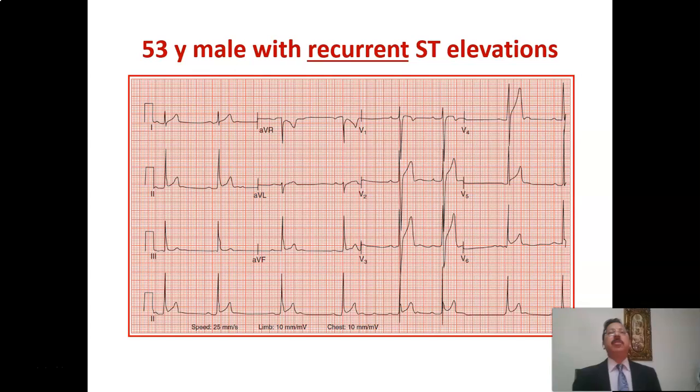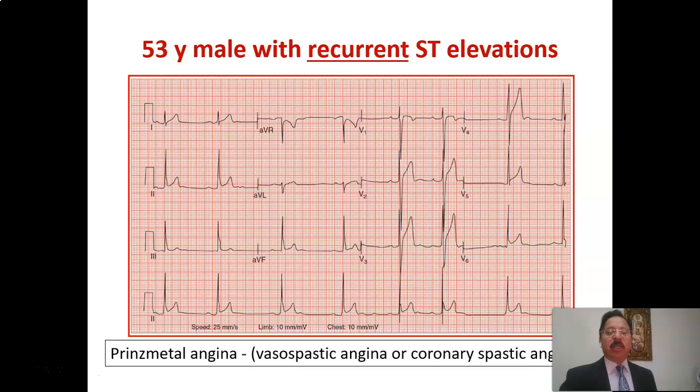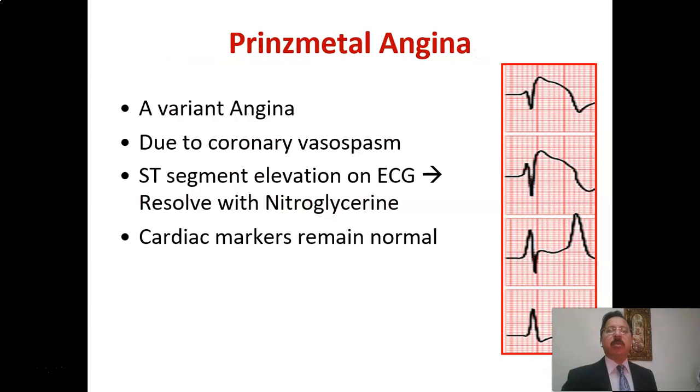Sometimes the patient comes to you in the emergency department again and again with recurrent ST segment elevations. Like this is the ECG of a 53-year-old male with recurrent ST segment elevations, and this elevation settles with nitroglycerin. So this is your Prinzmetal's angina, also known as vasospastic angina or coronary spastic angina. This is due to coronary artery spasm.